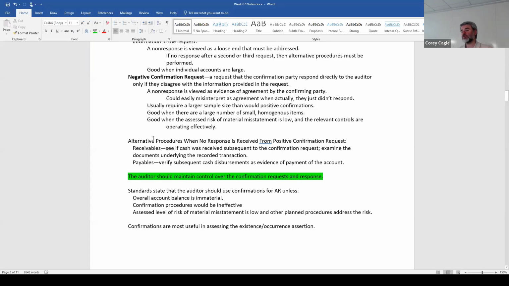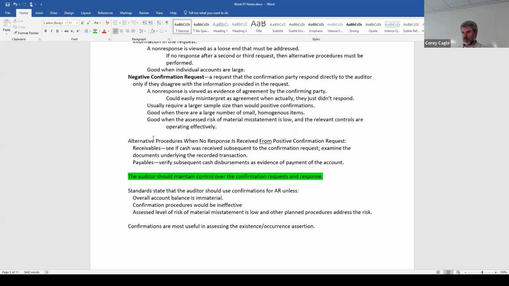Standards require that we should do this for accounts receivable unless it's immaterial, or if confirmations for whatever reason would not be an effective way to do it, or if the risk is low and there are other procedures that address it. Just a lot of unlesses there, but basically the standards require that we do this for accounts receivable. That's kind of the takeaway here. We can argue and reason our way out of having to do it in real life, but for test-taking purposes, our takeaway is confirmations are required for accounts receivable.